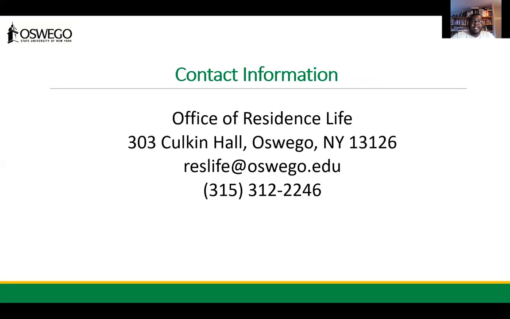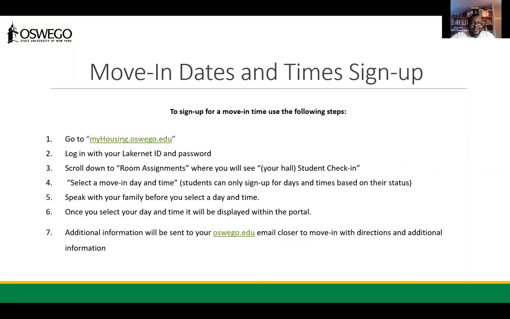This is the contact information for our office. We're in 303 Culkin Hall. residencelife@oswego.edu is the best way to contact us. As you can imagine, we're pretty busy serving students and working with families. You can call us at 315-312-2246, but we would prefer that you email us at reslife@oswego.edu.